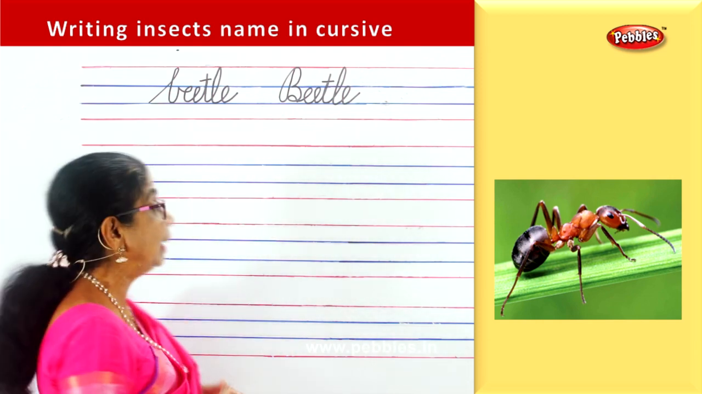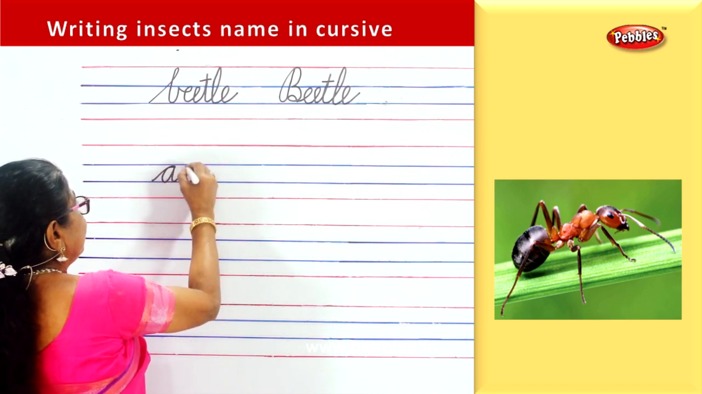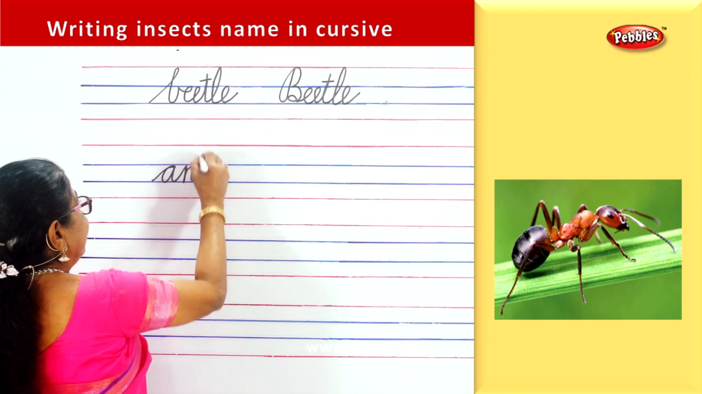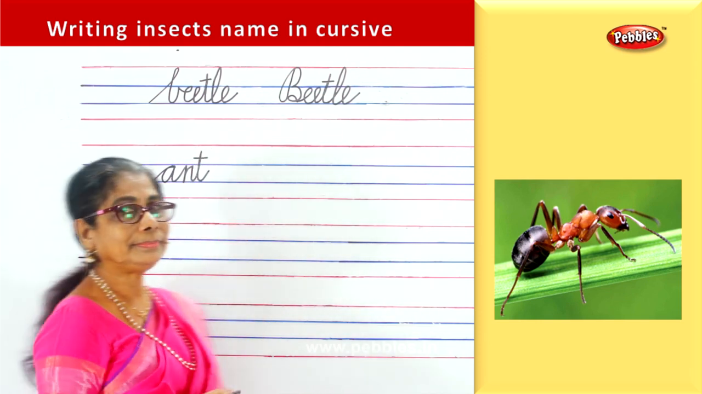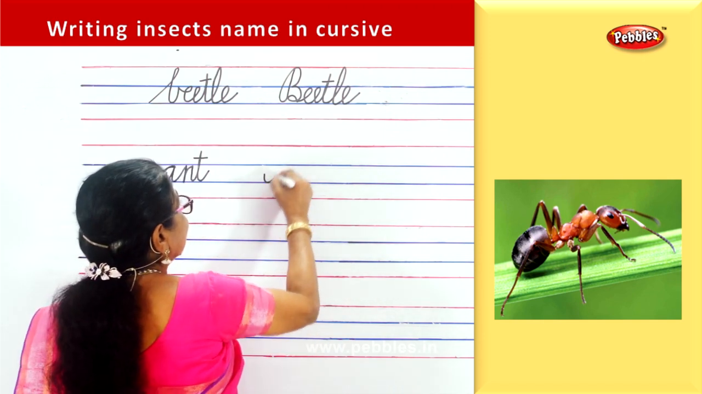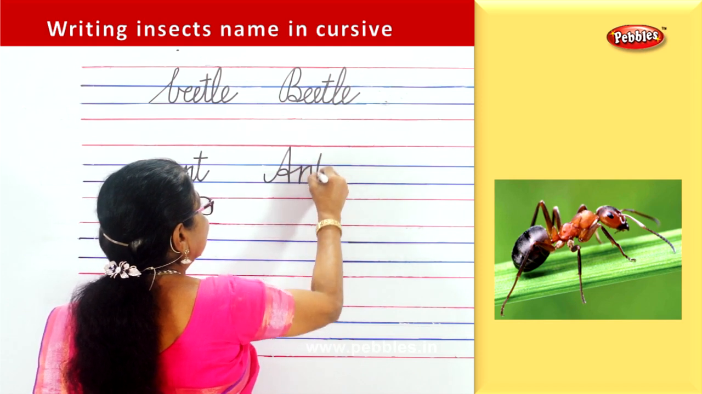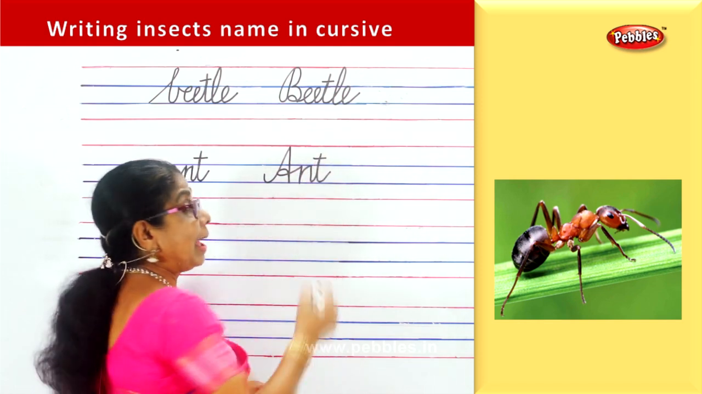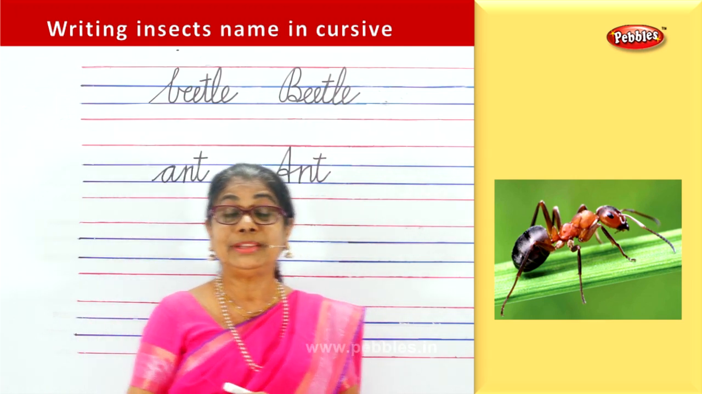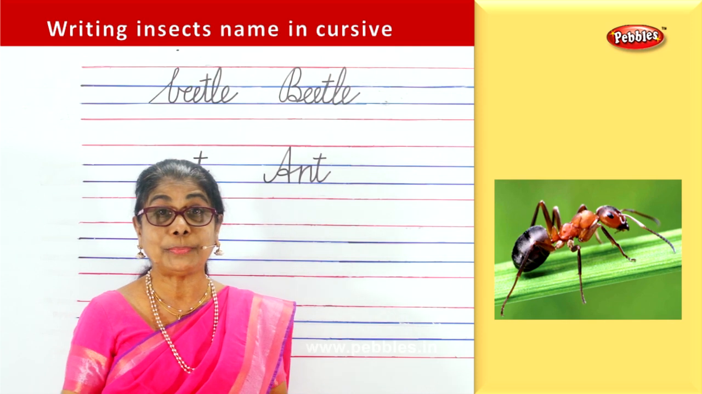Yes? Let's write A, N, T, ant. Let's write the A capital. A, N, T, ant. You love to eat honey with your idli, dosa, chapati.